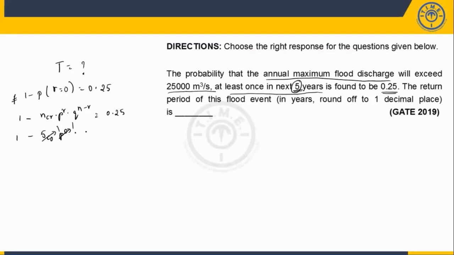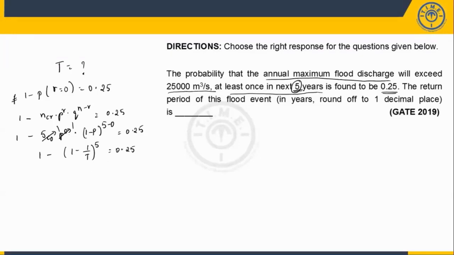Yes or no? q is 1 minus p, power n minus r, which is 5 minus 0. So 1 minus p, how can I write it? 1 minus 1 by T, the whole power 5, is equal to 0.25.